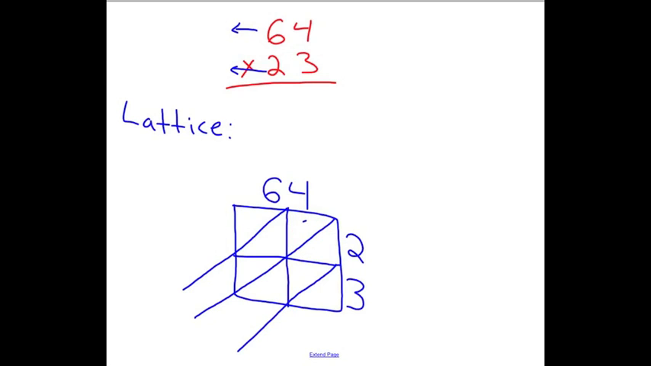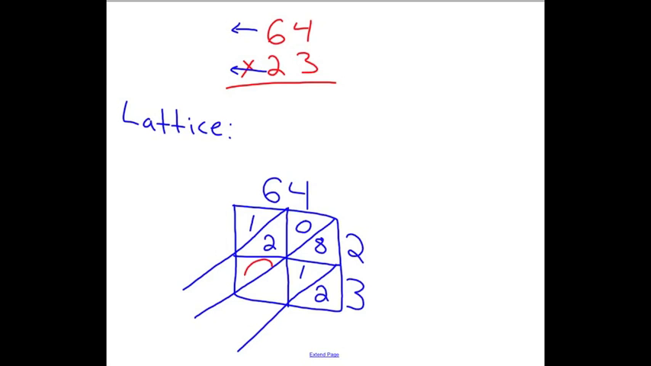4 times 2 is 8, so I put a 0 above the diagonal and an 8 below the diagonal. In this box, I need to solve 6 times 2. 6 times 2 is 12. So I put the 1 above the diagonal and the 2 below the diagonal. Can anyone guess what I need to solve in this box? 4 times 3. I put 4 times 3 is 12. I put the 1 above the diagonal and the 2 below the diagonal.